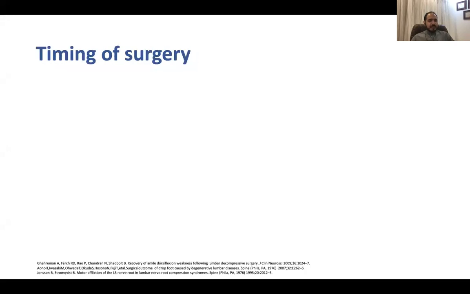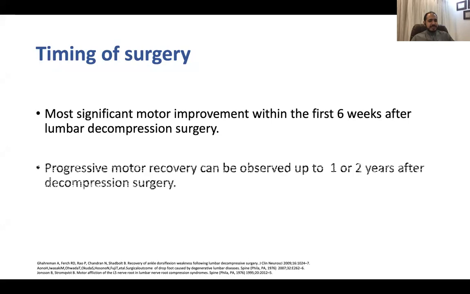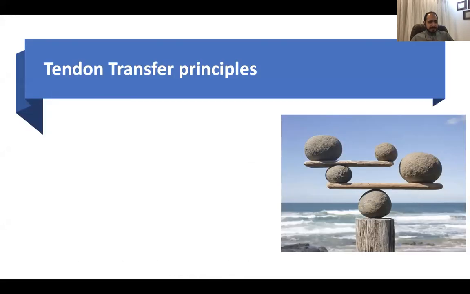So I got a lot of questions regarding time of surgery. When do you plan to do the surgery? Usually we wait for any motor improvement. Post lumbar decompression, most of the recovery happens over the first 6 weeks. However, there's still progressive motor recovery that can be observed up to 1 or 2 years after the decompression surgery. So, moving toward the tendon transfers.